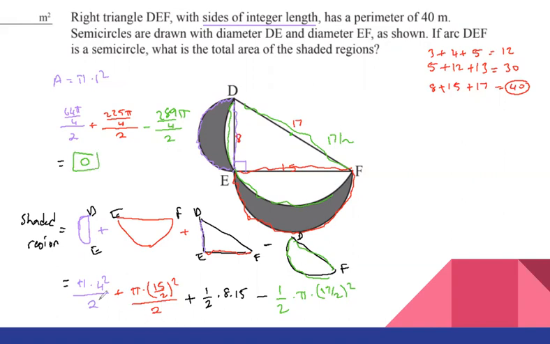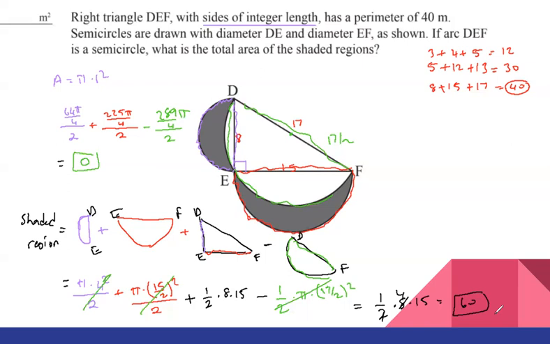What does that mean for us? These three add up to 0. What's left over is just this part, which is 1/2 times 8 times 15. So these will be canceling each other, and that will be 60. And I hope you had an aha moment in some part of this video.